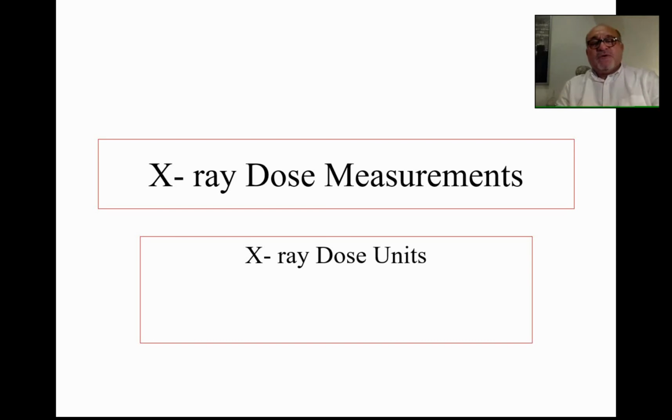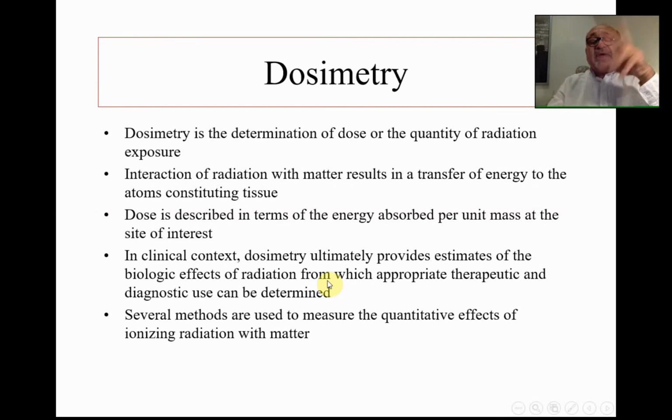Welcome everybody to a new session in which we're going to discuss terms that might be vaguely understood, and these are the X-ray dose units and the X-ray dose measurements. By definition, dosimetry is the determination of the dose given to tissue or the quantity of radiation exposure. Of course, each one of these will give something different. We will understand by the upcoming slides.